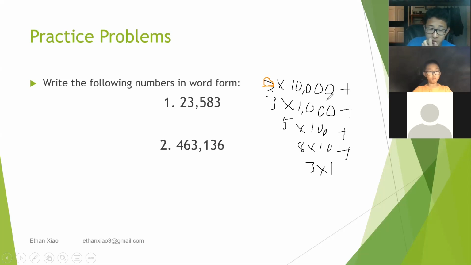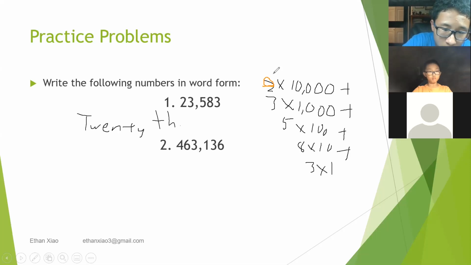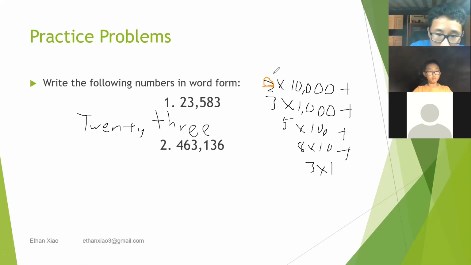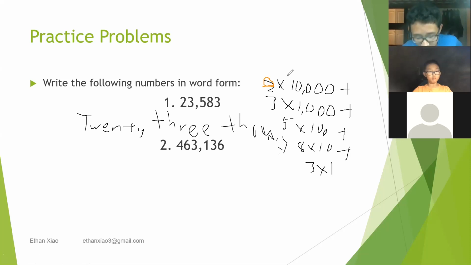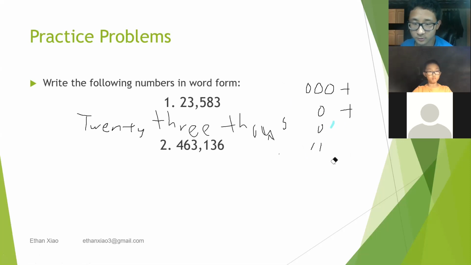So I'm just going to write this in words. So I find all the digits before the comma, which is 23,000, and I'm going to write that here. 23,000. Oh my God. Wait, let me just clear this up so I can write it again.